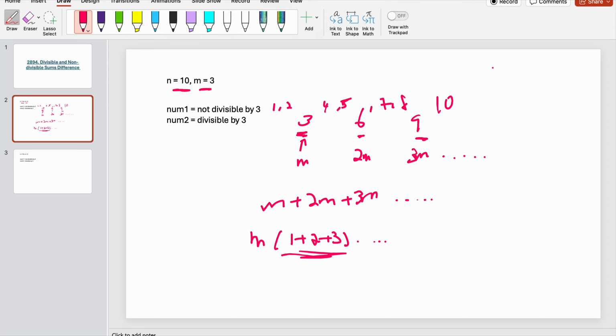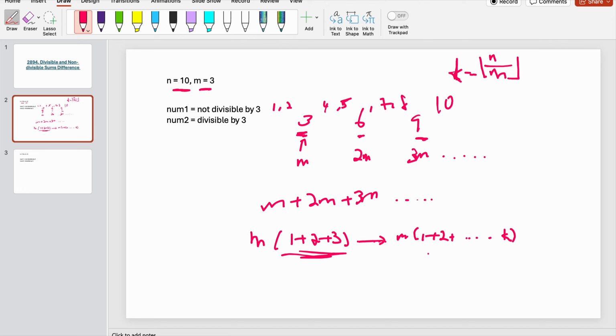We can define a variable k, which is n divided by m, and then we take the floor of it. This tells us how many times we will have this divisible part. In this case, 10 divided by 3 is 3 point something, and we take the floor. We know that the numbers divisible by m will appear at most k times. In another way, we can say this is m times 1 plus 2 plus something all the way up to k.